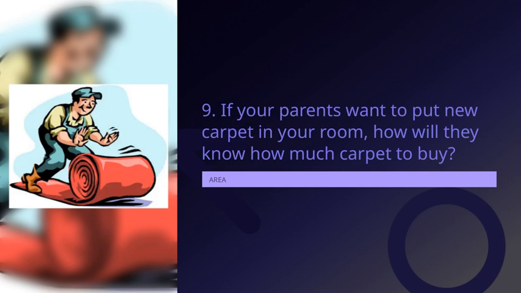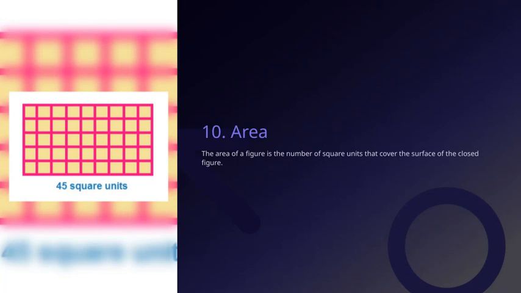And this idea of measuring accurately ties back to the overall theme of the presentation, which is about understanding data and applying it thoughtfully in everyday situations. So, in essence, knowing how to measure correctly helps your parents choose the right amount of carpet, saving money and avoiding headaches later on. Now, let's talk about the area of a figure.